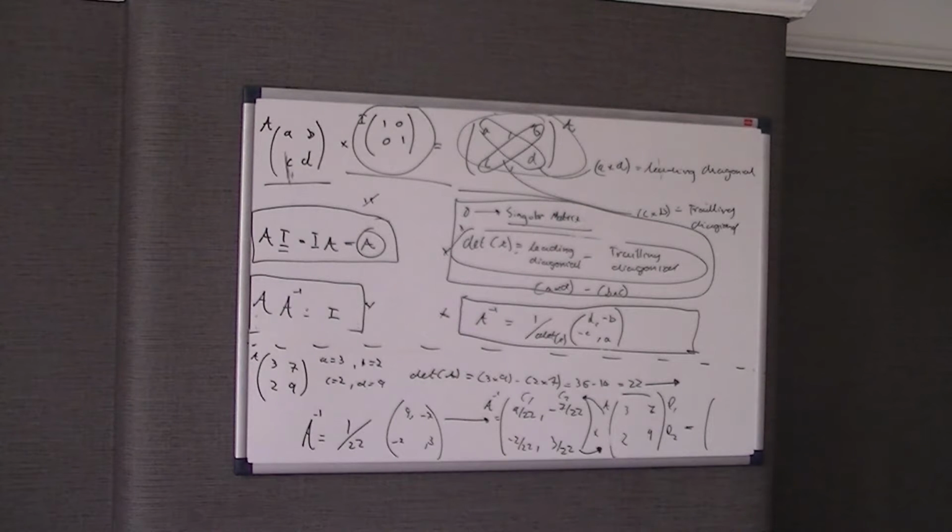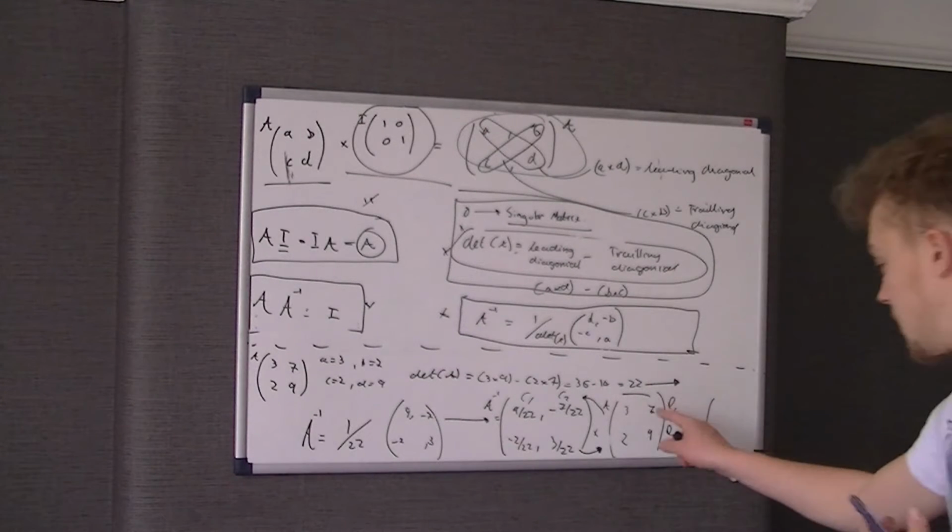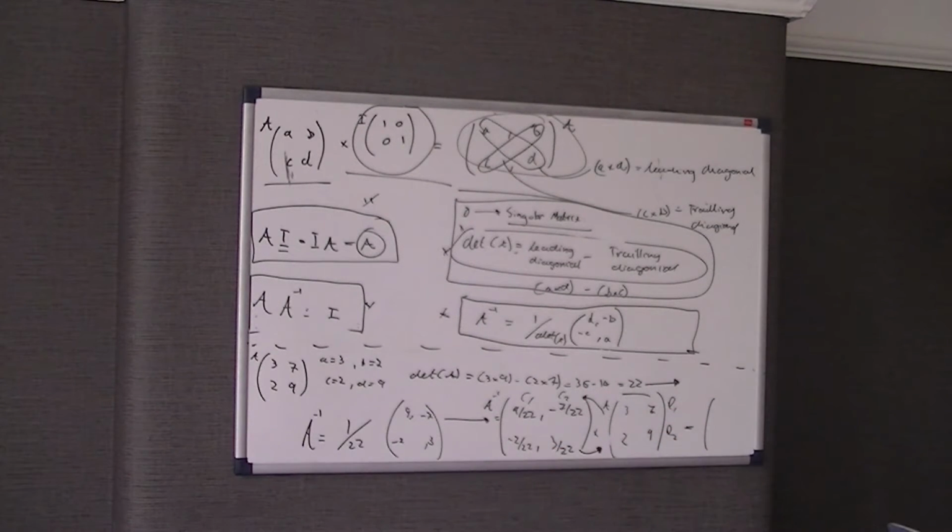So it's column 1 of the inverse of A times row 1 of A, so I do apologise. So it's 9 over 22 times 3, so that is 27 over 22. And then it's 7 times negative 2 over 22, which is obviously take 14 over 22. What? Oh my god, I'm getting this wrong, aren't I?